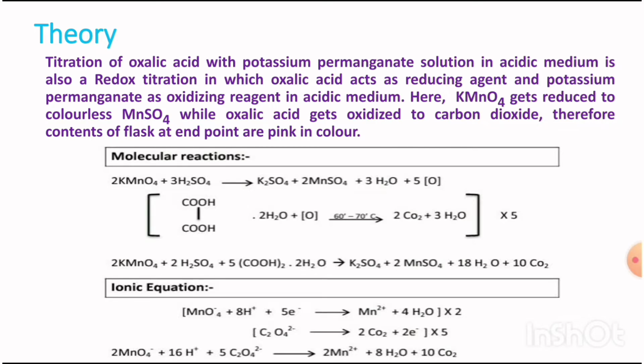Theory behind this titration. Titration of oxalic acid with potassium permanganate solution in acidic medium is also a redox titration, in which oxalic acid acts as reducing agent and potassium permanganate as oxidizing agent in acidic medium. Here, KMnO4 gets reduced to colorless MnSO4 while oxalic acid gets oxidized to carbon dioxide. Therefore, contents of flask at end point are pink in color.